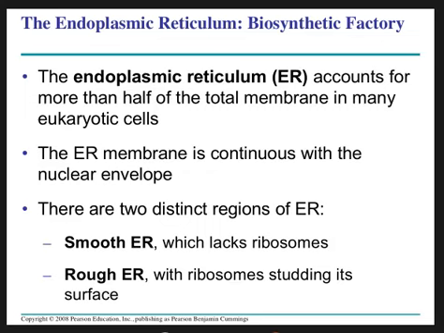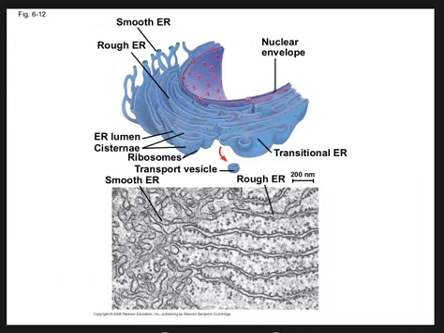The difference between rough ER and smooth ER? Ribosomes. So if you're rough endoplasmic reticulum, you're rough, you're bumpy, and you have ribosomes stuck to your surface. If you're not, if you're a smooth ER or SER, then you don't have ribosomes stuck to your surface. Artist rendition on top, transmission electron micrograph below, rough endoplasmic reticulum with all the ribosomes stuck to it.